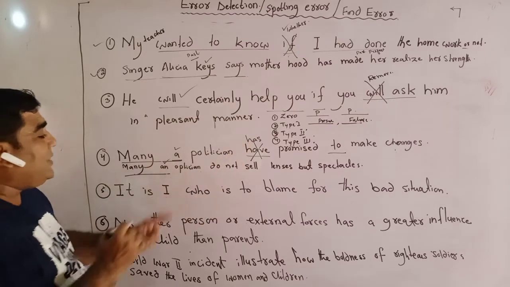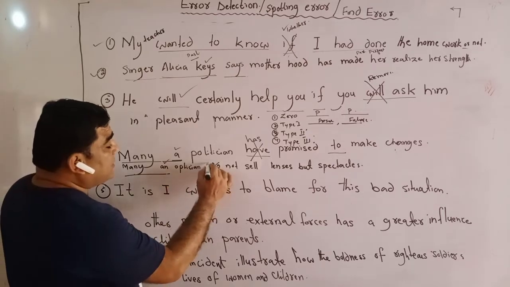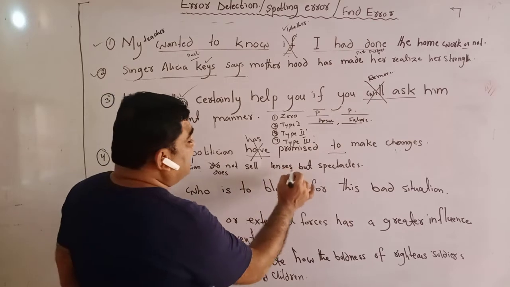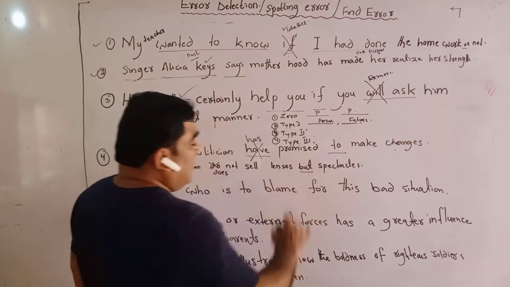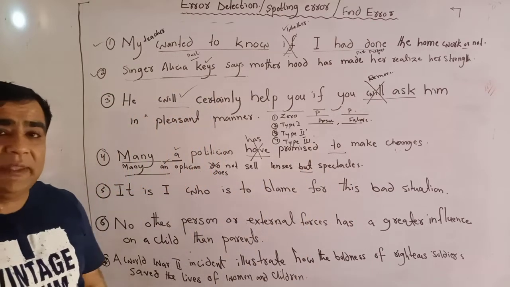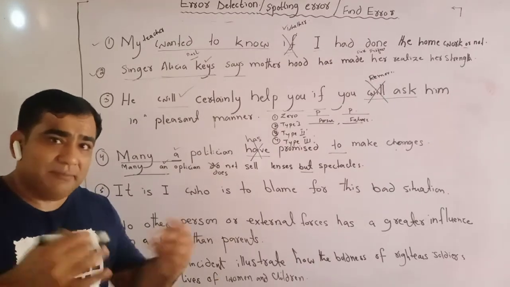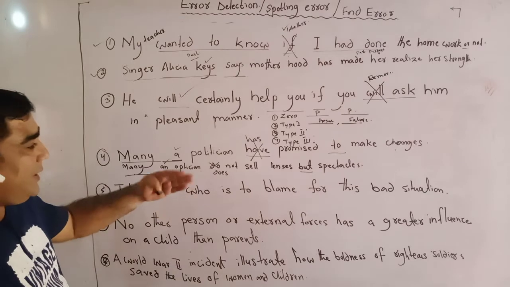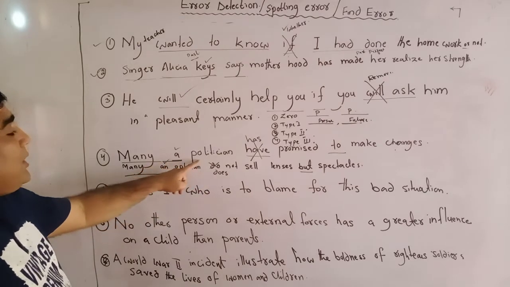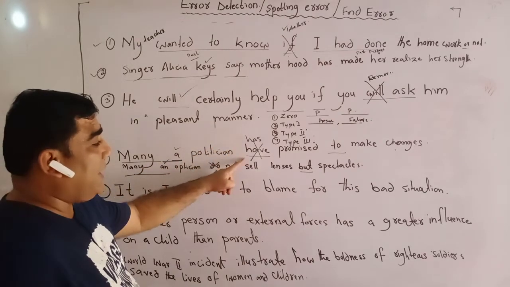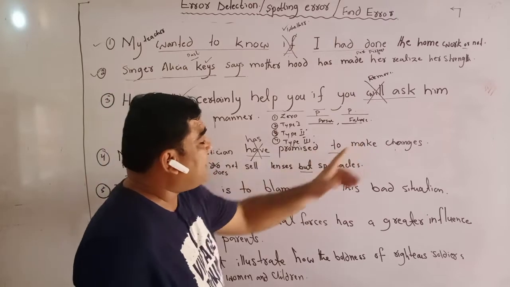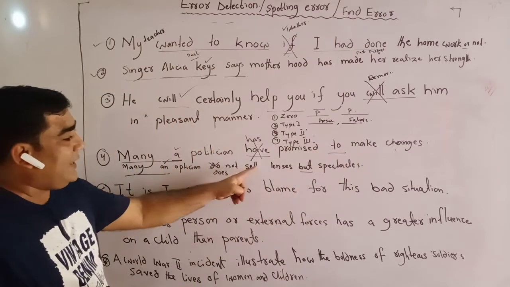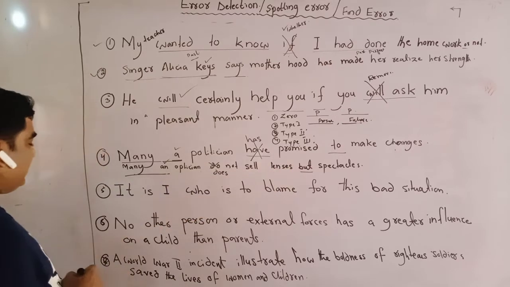Many an optician does not sell lenses but spectacles. But means what? But means except. "But" has many meanings, but here "but" means except. Many a politician has promised to make changes. Same way, many an optician does not sell lenses but spectacles.